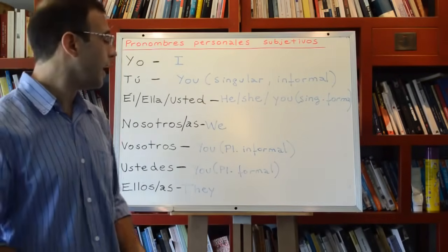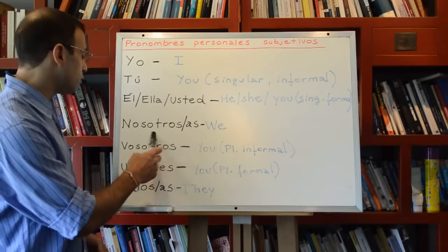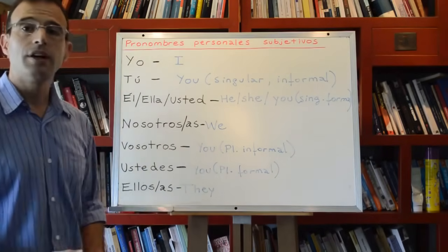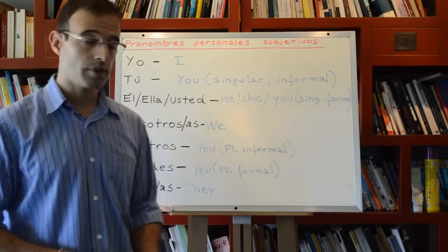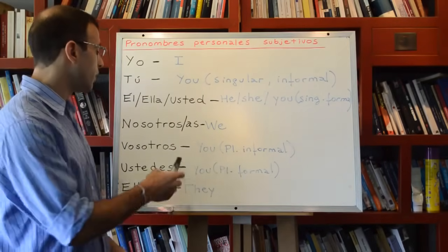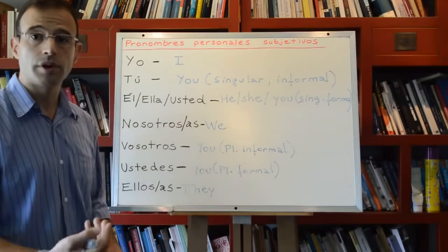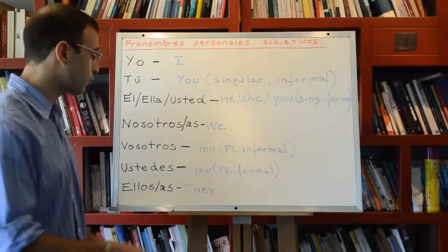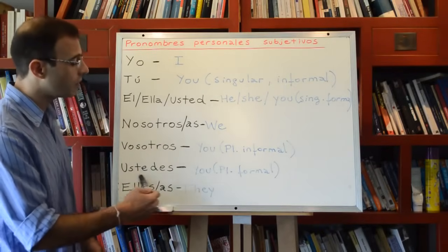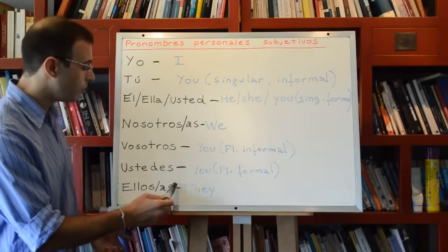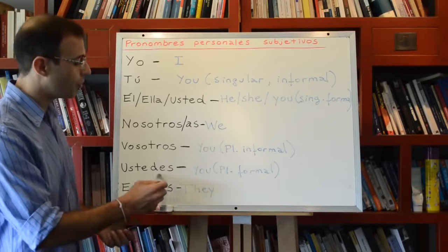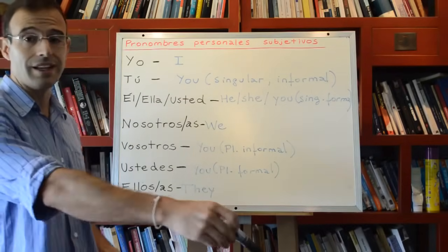The thing is, vosotros has a unique verbal conjugation, okay? So if you will use vosotros for addressing somebody, you have to learn how to conjugate the verb for vosotros. However, ustedes uses the same verbal conjugation as ellos or ellas, which means they, okay?